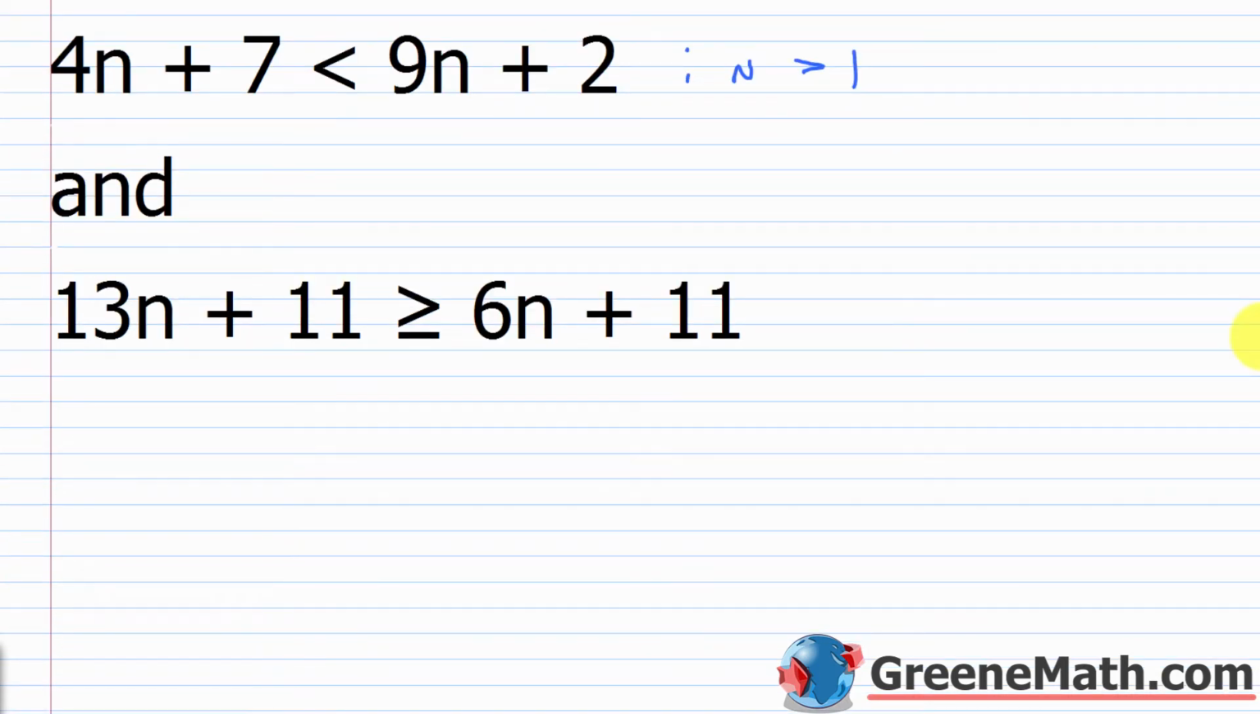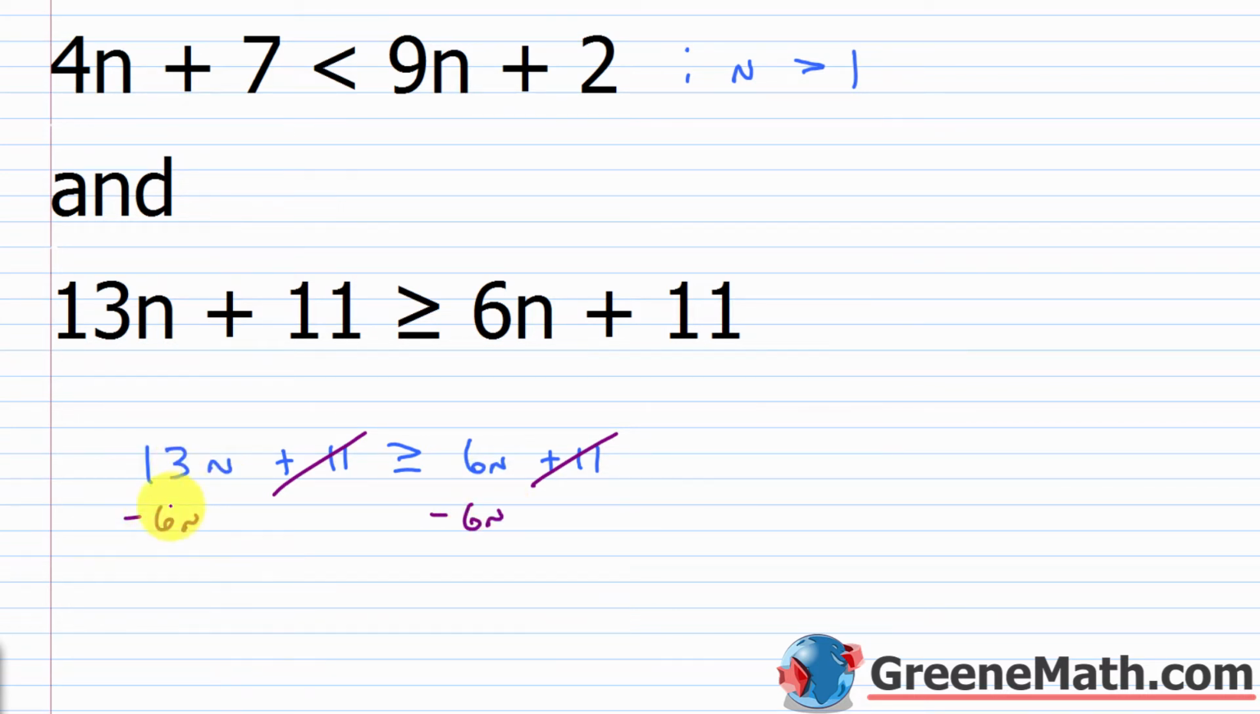For the next one, we have 13n plus 11 is greater than or equal to 6n plus 11. I know if I have the same thing on each side of an inequality or an equation, I could just get rid of it, right? Because I could subtract 11 away from each side, it would cancel. And now I can just subtract 6n away from each side.